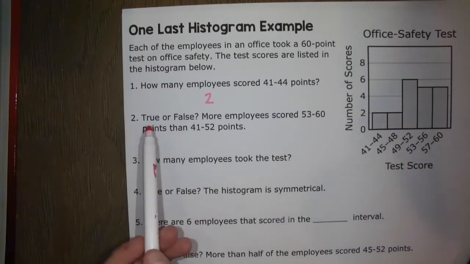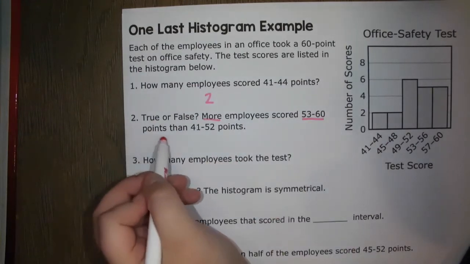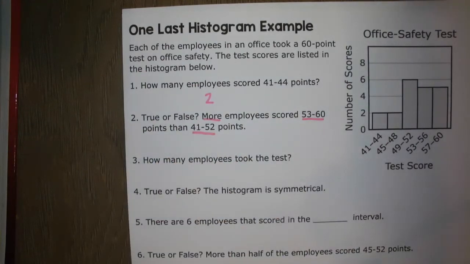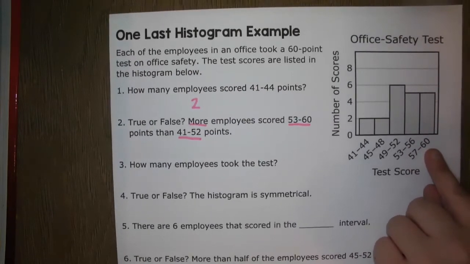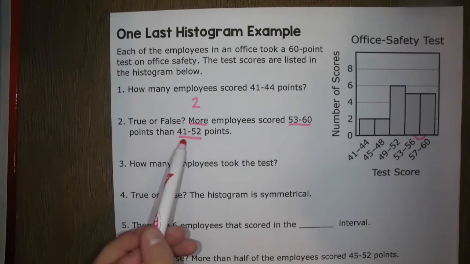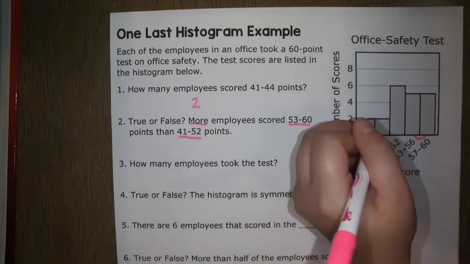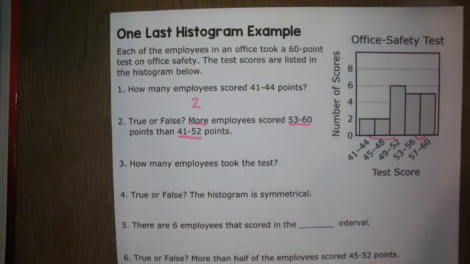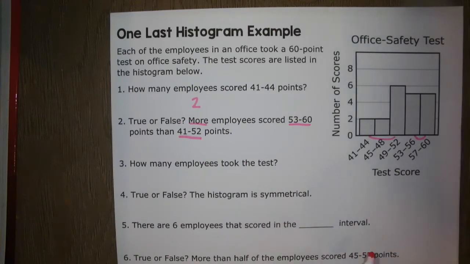Next question. True or false? More employees scored 53 to 60 than 41 to 52. So 53 to 60, well, 53 to 56 is one category, then 57 to 60 is another. So I need to lump those 2 categories together to find that value. And then when they ask us for 41 to 52, 41 all the way to 52, I have to lump all of these three together. So to anchor my thinking and organize myself a little bit, I'm going to write the frequencies on the top of each one of those bars so it's easier for me.